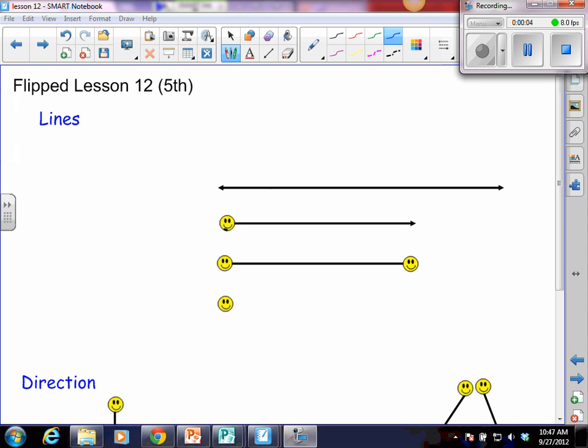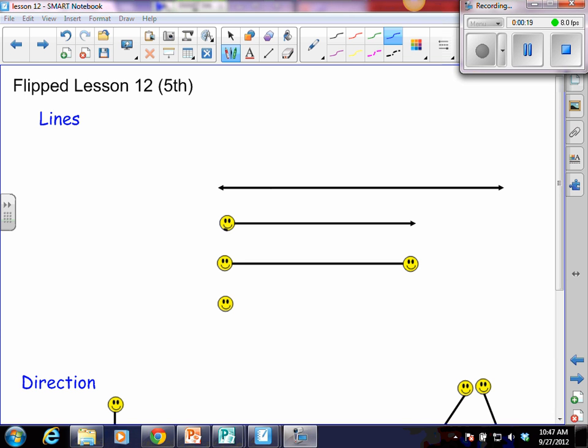Welcome to Flipped Lesson 12 for the 5th grade. Today we're going to talk about a number of different concepts. We're going to look at lines, we're going to look at number lines, and we're also going to look at tally marks. And so we're going to go ahead and get started in this.